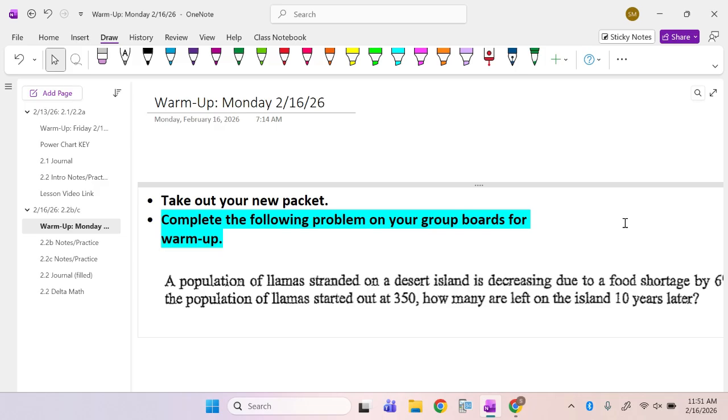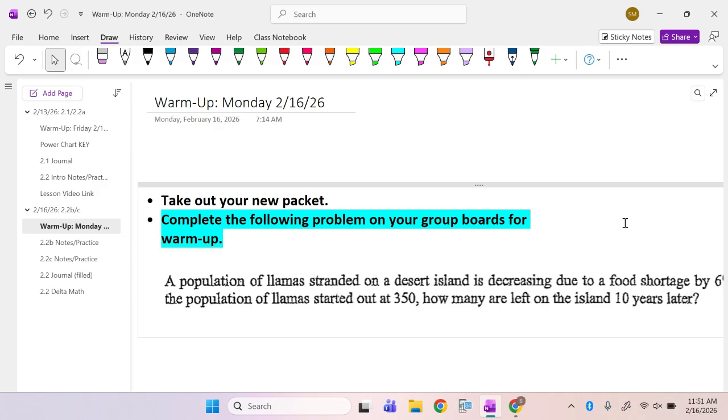Now, what's decay? What's decay? A equals P parentheses 1 minus R parentheses and exponent. Good. So, pretty much the exact same thing as growth. The only difference is one has a plus, one has a minus. All right?